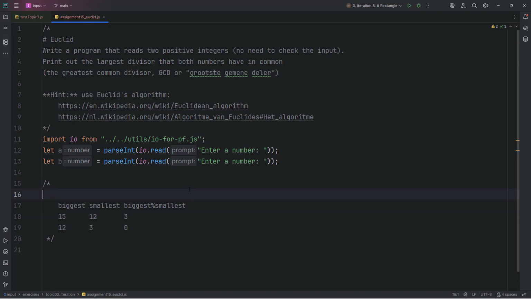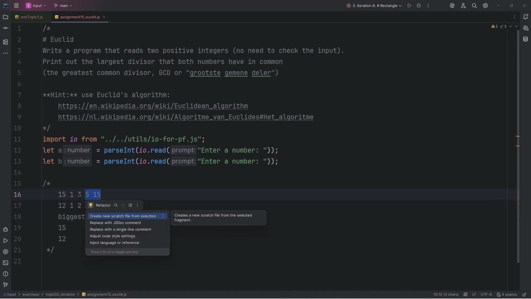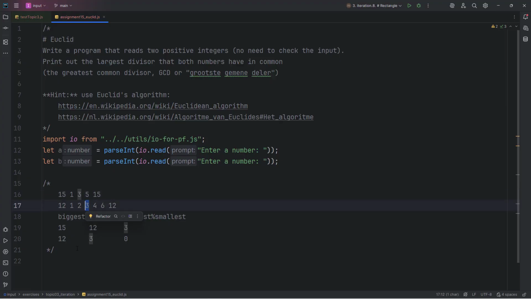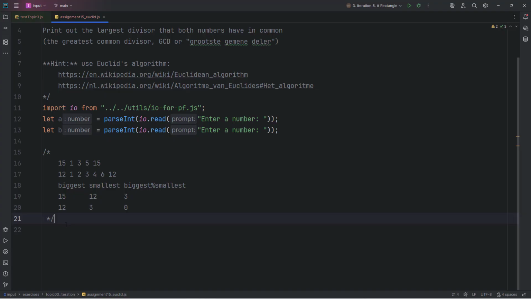Let's figure it out. 15 has 1, 3, 5, and 15 as divisors. Well, 12 has 1, 2, 3, 4, 6, and 12. And indeed, the biggest common divisor is not 4, 6, and 12, because these are not divisors of 15, but 3 is the biggest one that they have in common. Now, let's implement this in JavaScript.